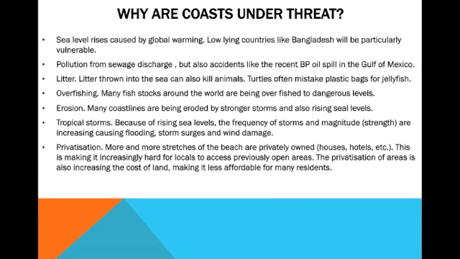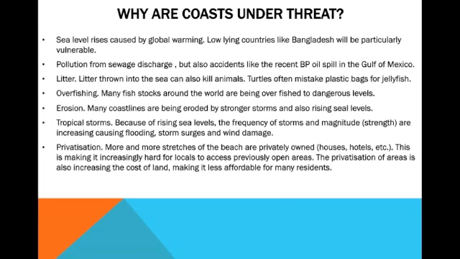Low-lying coasts. Well, coasts in low-lying countries will be under threat because of the sea level rises caused by global warming. Pollution from sewage discharge. That's a threat for coasts. But also accidents like the recent BP, British Petroleum oil spill in the Gulf of Mexico. Litter. Litter thrown into the sea can kill animals. Turtles often mistake plastic bags for jellyfish and then eat them and die.